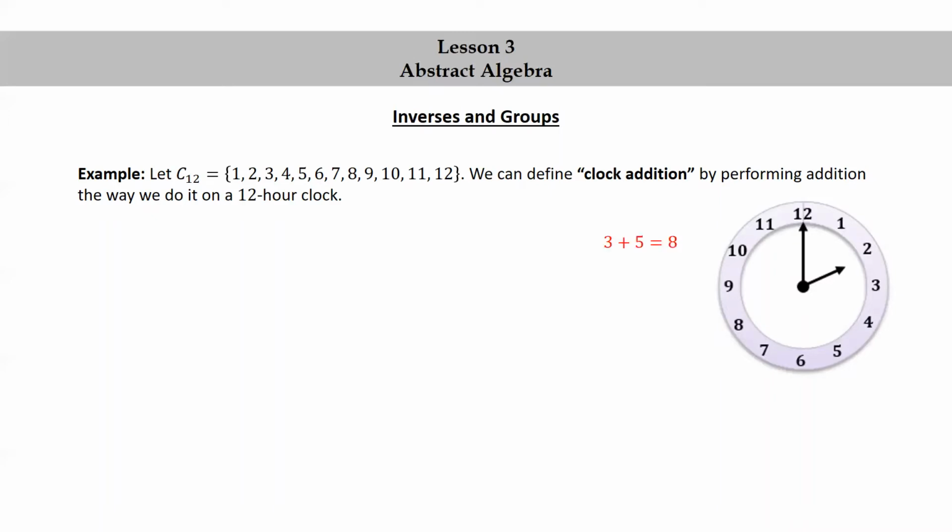3 plus 5 is equal to 8, right? Because if it's 3 o'clock now, then 5 hours later, it will be 8 o'clock. And 10 plus 3 is equal to 1, because if it's 10 o'clock now, then in 3 hours, it'll be 1 o'clock, right? 10, 11, 12, 1.